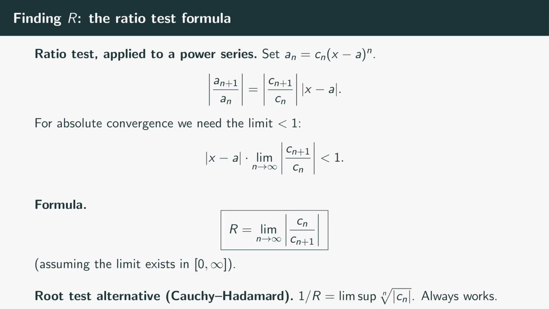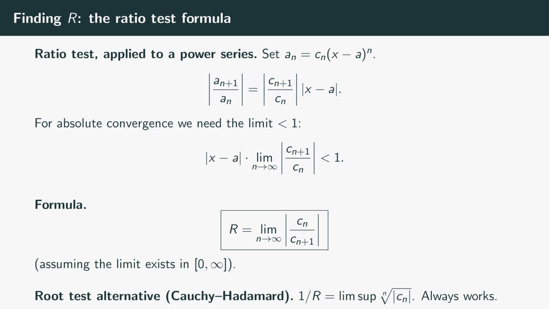How do you actually compute r in practice? Apply the ratio test from episode 13. Set a sub n equals c sub n times the quantity x minus a to the n, the general term of the power series. The ratio test wants the absolute value of a sub n plus 1 over a sub n, which factors as the absolute value of c sub n plus 1 over c sub n times the absolute value of x minus a.